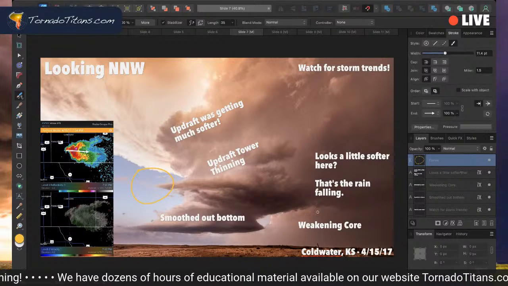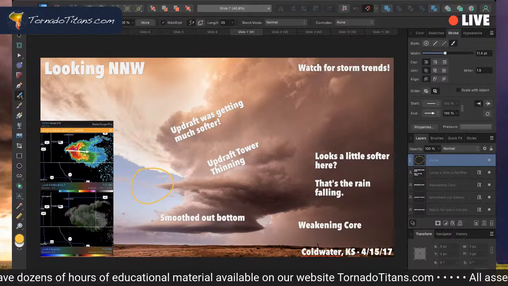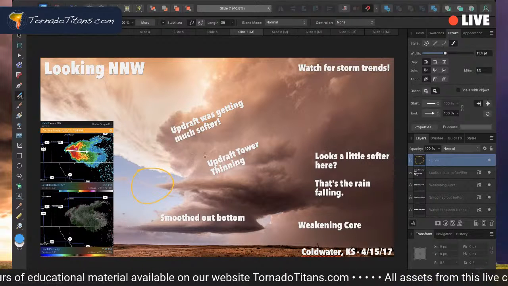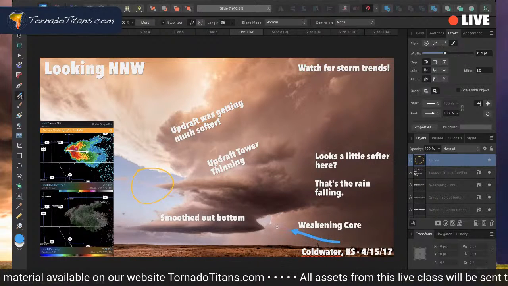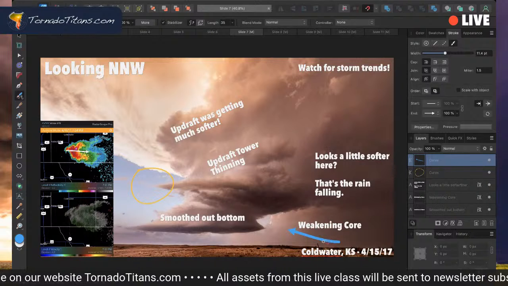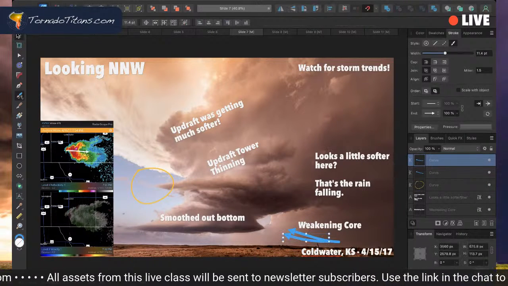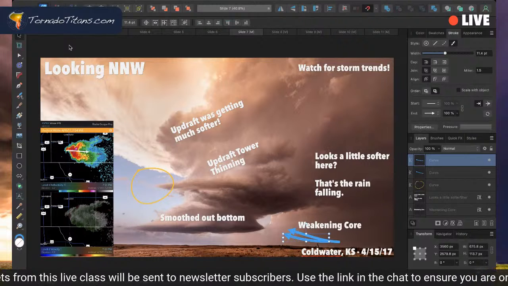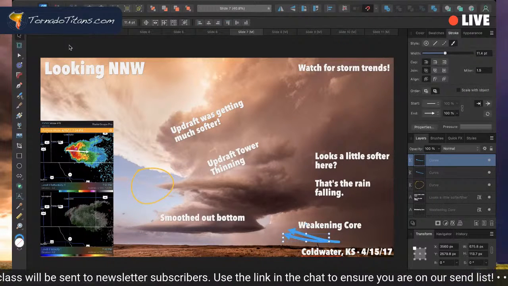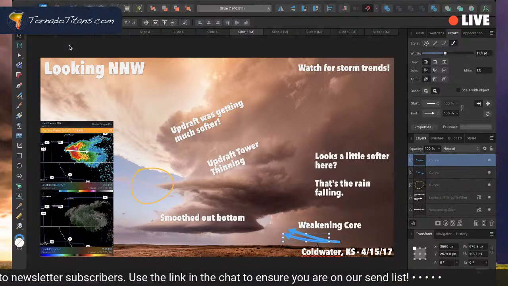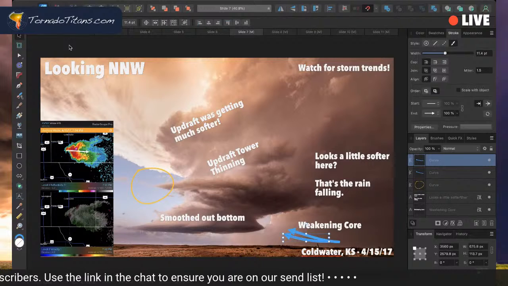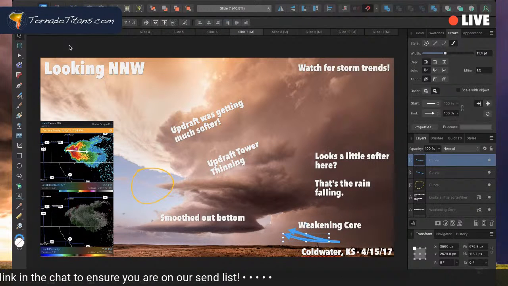And then also the storm was starting to ingest this really cool air. This really cool air was flowing up and into the updraft. And that was causing the storm to get basically choked off from two angles. From the bottom, the storm was getting cooler, stable air, not good. That's why you see the smoothed out bottom, because the air was a little bit more stable.